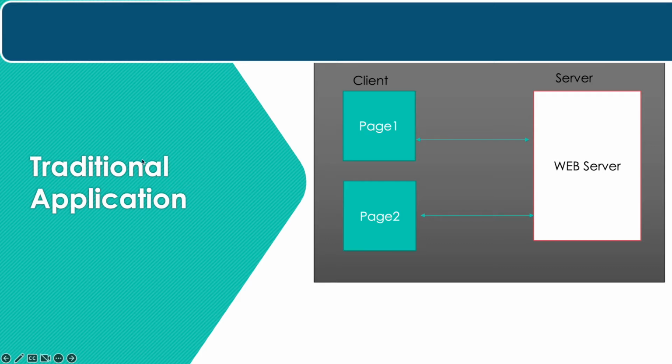Normally, in a traditional application, when you open a page in a browser, and whenever we talk about the client, it is the browser. If we need to navigate to another page, we request the server to get the response of the second page. So we are additionally making a call to the server to get the second page.